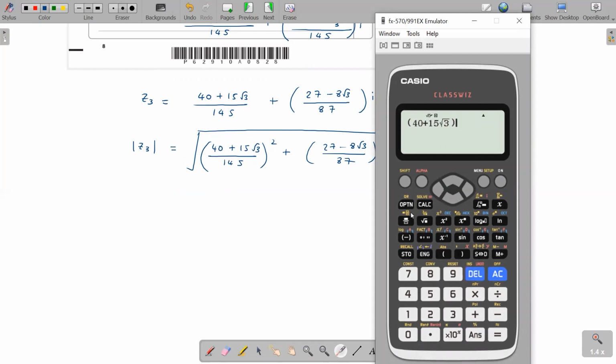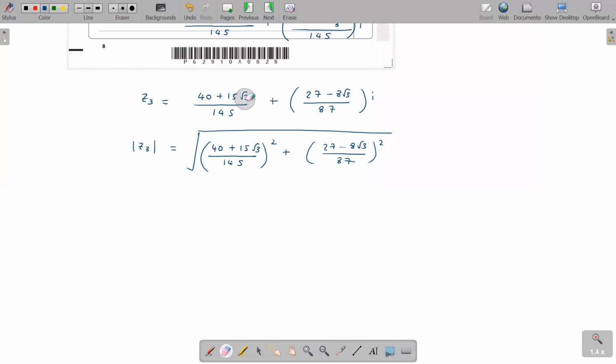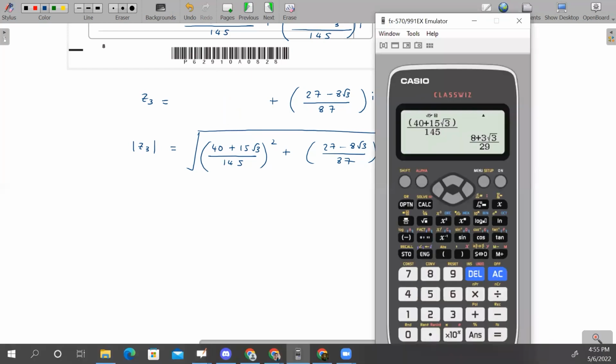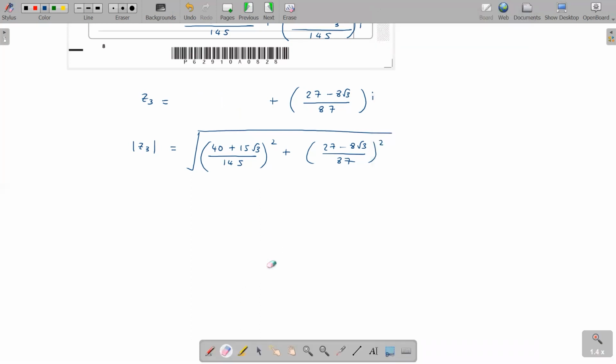40 plus 15 root 3 over 145. First, we'll get the simplest answer here. So this gives us 8 plus 3 root 3 over 29, because it will divide with a factor of 5, won't it? All of them. Shall I fix this here before going further? So this gives me 8 plus 3 root 3 over 29.